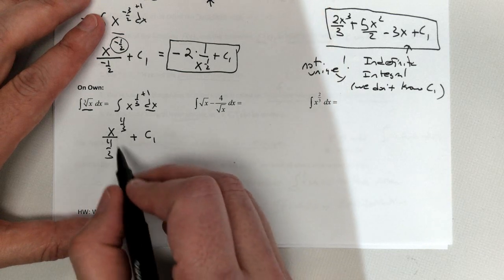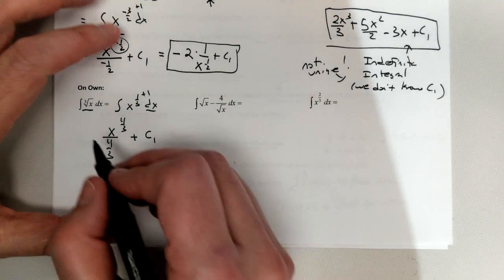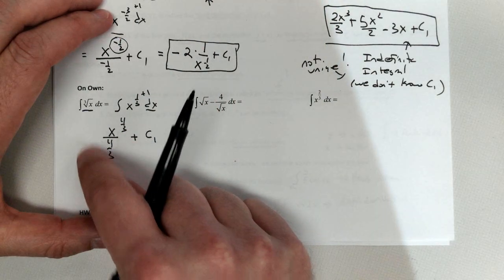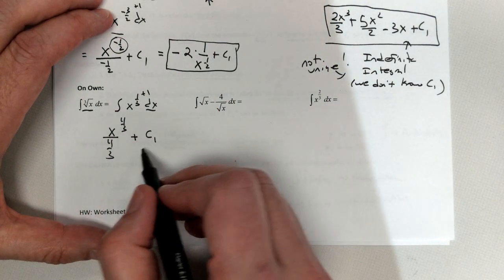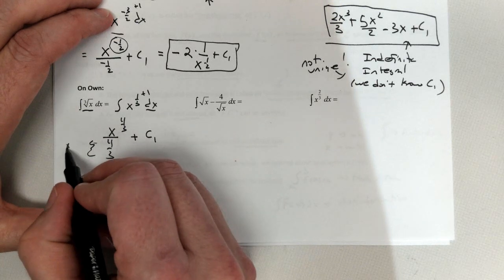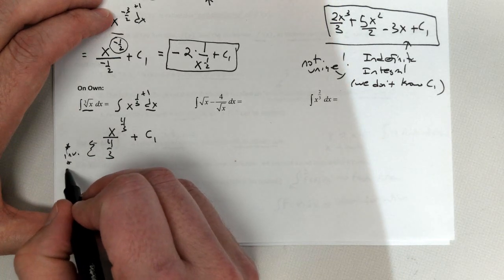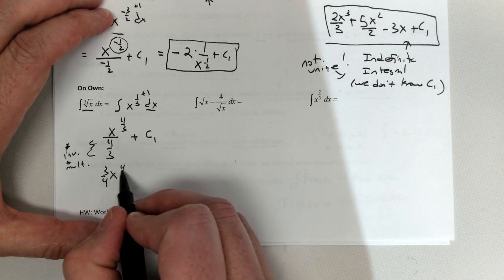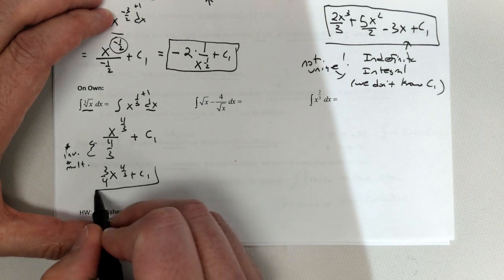And my last thing, I don't like this 4/3. So a couple things I can do. One, in the previous videos, I just multiply both top and bottom by 3. Or right here, I can just invert and multiply. And that just becomes 3/4 x to the 4/3 plus c1. And there's a final answer.